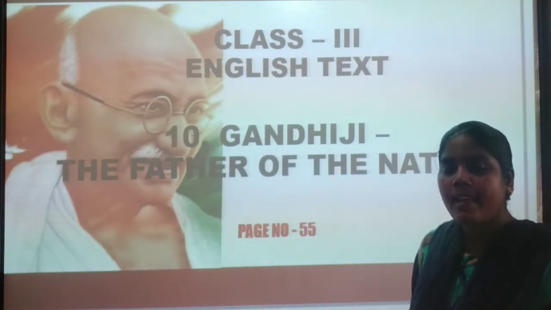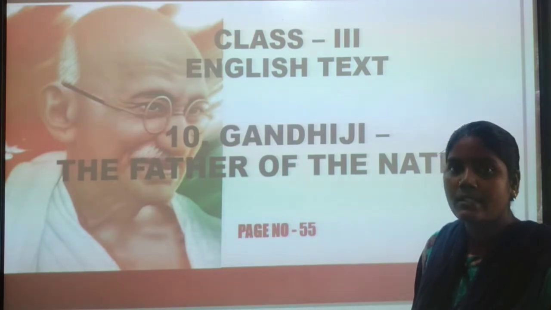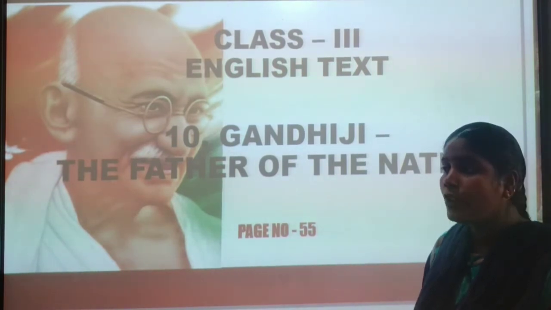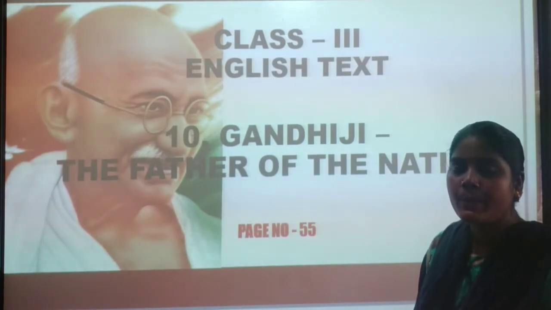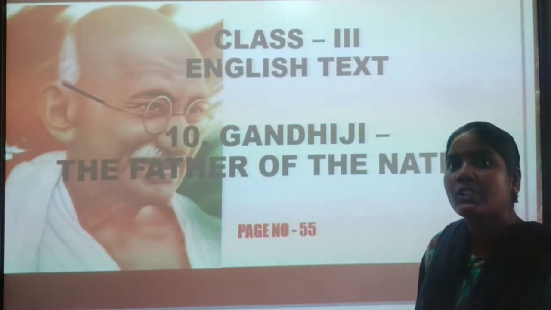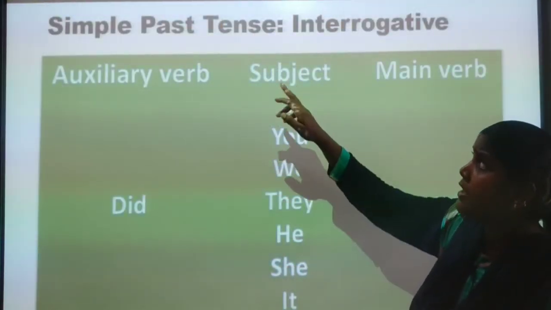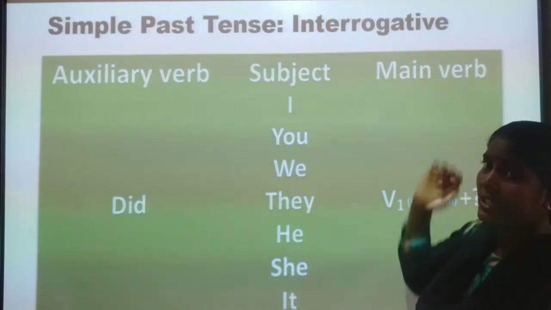In the previous class, we learned simple past tense and simple past tense negative sentences. I hope you understood that. Today, we are going to learn simple past tense interrogative sentences. How do we ask questions in the past? That we are going to learn today. So, simple past tense interrogative sentence.